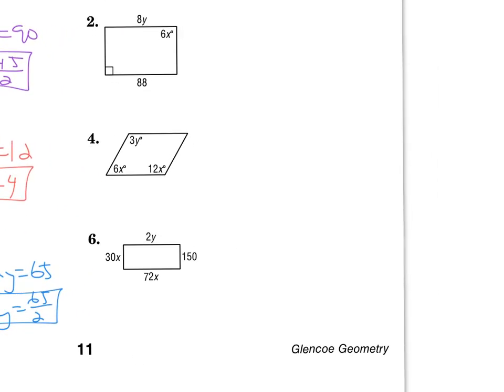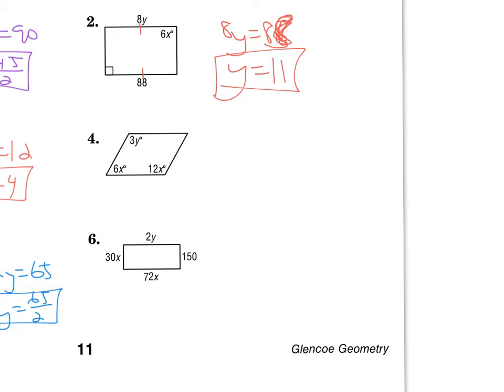Okay, over on number 2, a couple things going on here. First of all, we always know that opposite sides are congruent. They're parallel to each other, but they're also going to be congruent. So because they are congruent, we know that 8y equals 88. Oops, that's the worst 8 I've ever drawn in my whole life. Divide both sides by 8, and y equals 11.